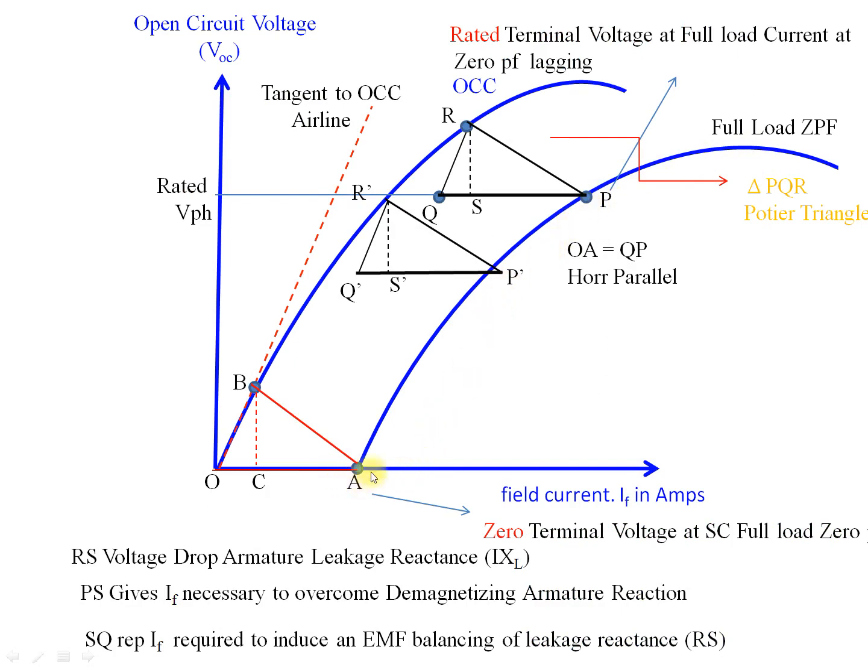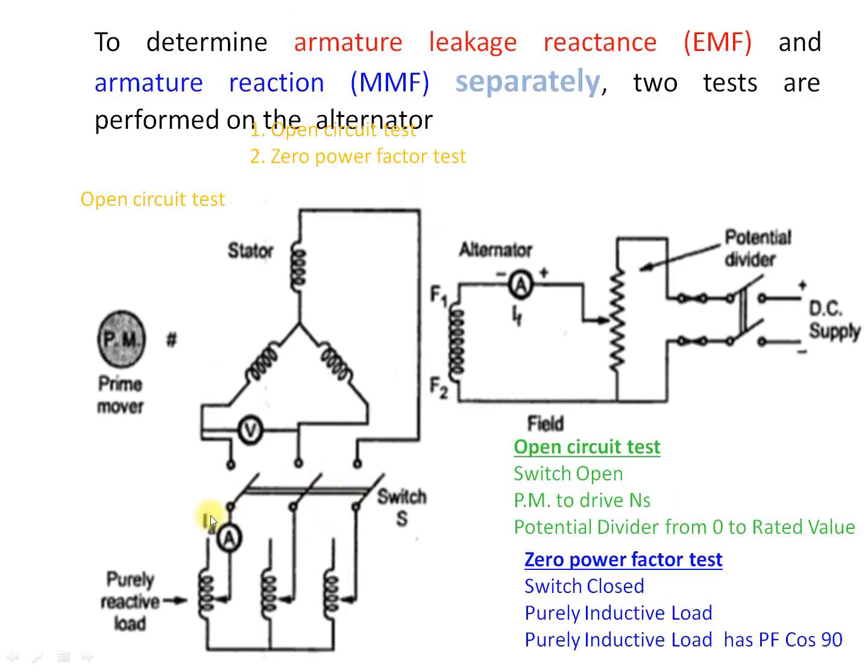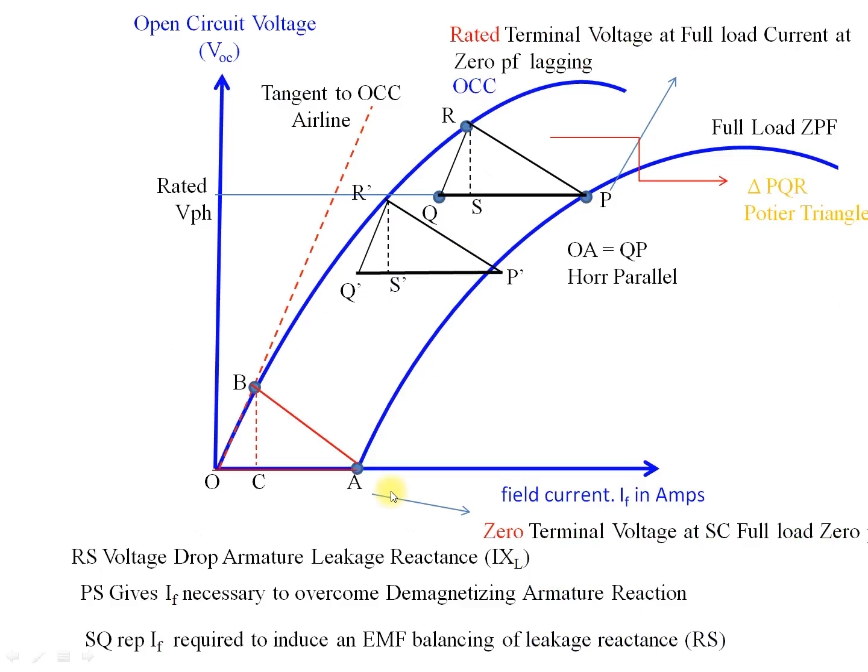Since we get the short circuit test value from the short circuit test, or from this reactive load itself, if the reactive load is as high as possible, then we will get the short circuit test value. We read that short circuit test value over here as point A. From the ZPF readings, we can draw this ZPF curve.